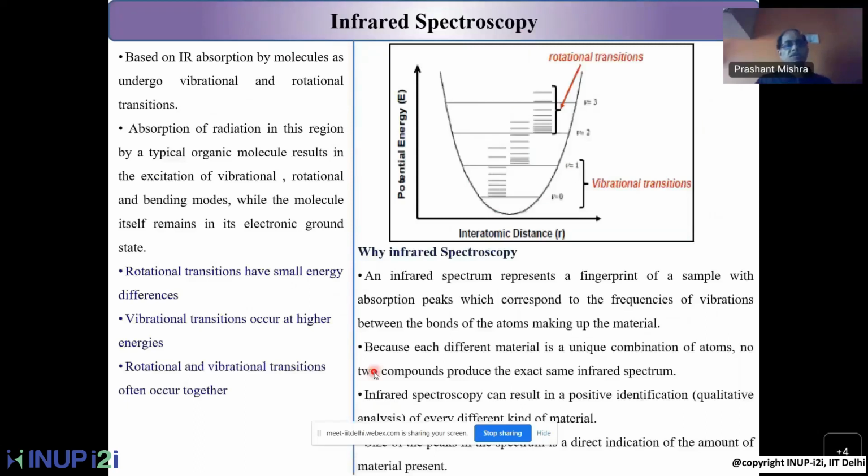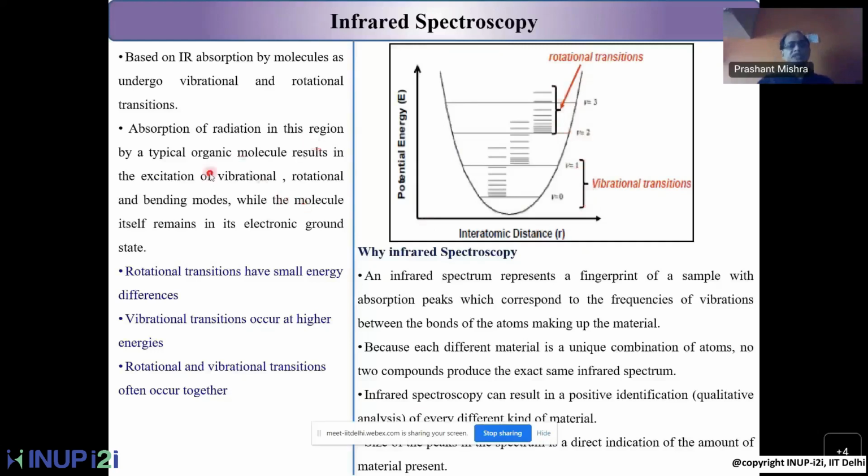Based on IR absorption by a molecule as it goes through vibrational and rotational transition, we need to understand what is happening when you pass or flash infrared. What is going to happen here? So basically, when IR is absorbed by the molecule, it undergoes vibrational and rotational transition. So these are two transitions which have been shown in terms of their energy. Either you can have a rotational type transition or a vibrational transition.